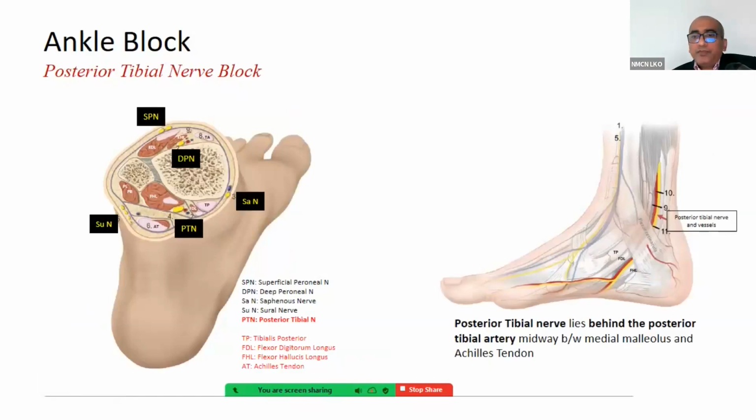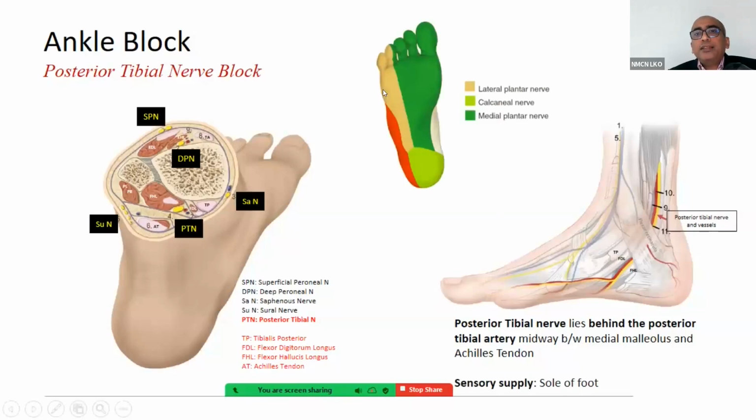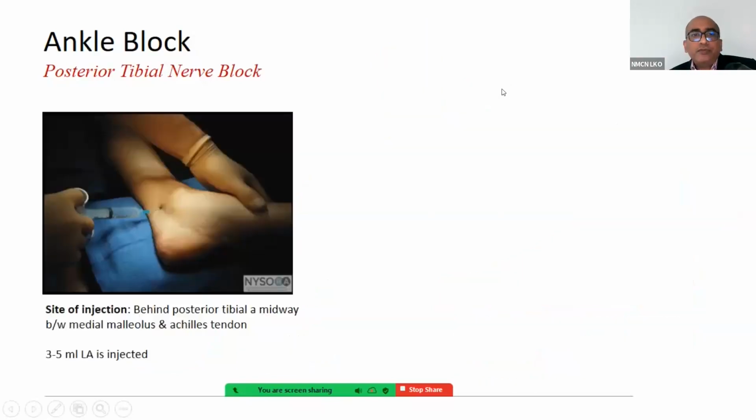Then the posterior tibial nerve block. The posterior tibial nerve lies behind the posterior tibial artery, midway between the medial malleolus and the Achilles tendon. So this is a useful landmark, and it supplies the sole of the foot, while its branches, namely the calcaneal nerve, medial and lateral plantar nerves. Now, in order to block this posterior tibial nerve, the site of needle entry is a point between your medial malleolus and the Achilles tendon.